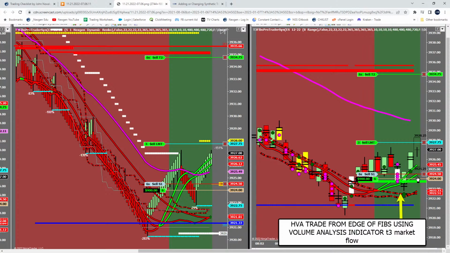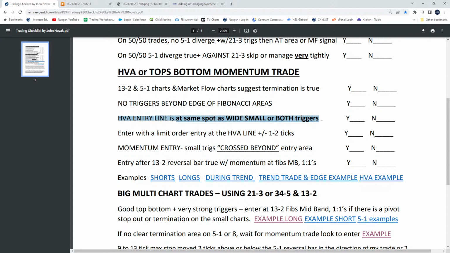Do you guys understand this trade? You guys have seen this, right? Where you get a good bottom and then you use the green line to go long. Everybody understands that? So you get two choices at a top or bottom, or I do at least, in my trading plan. I can do either a high volume area if the high volume line is at the same spot, or I can use the momentum entry.